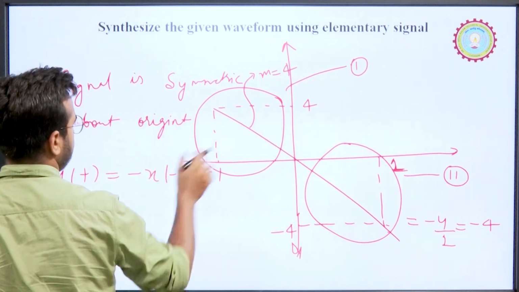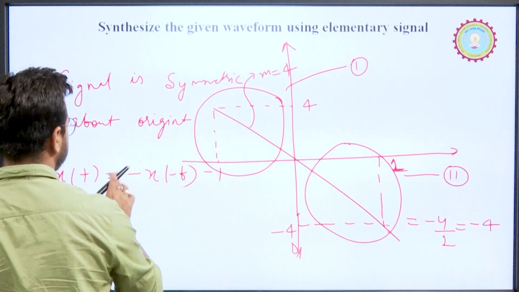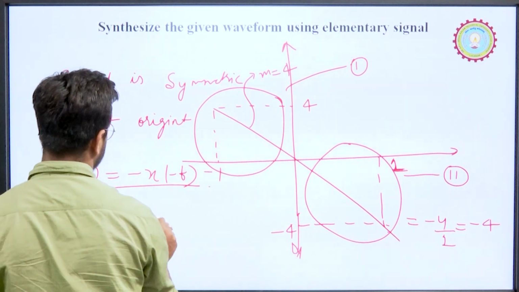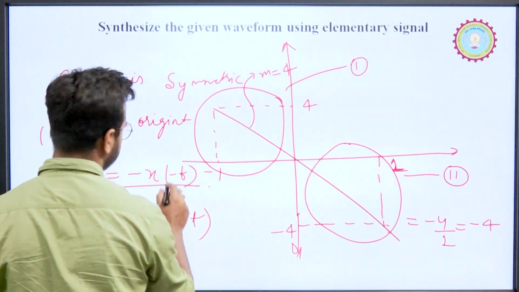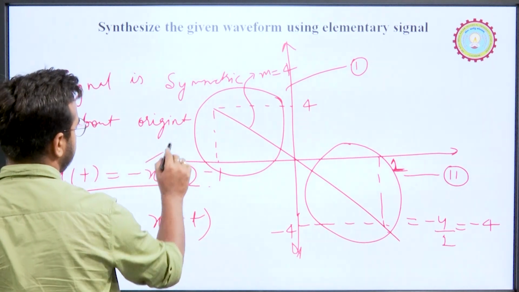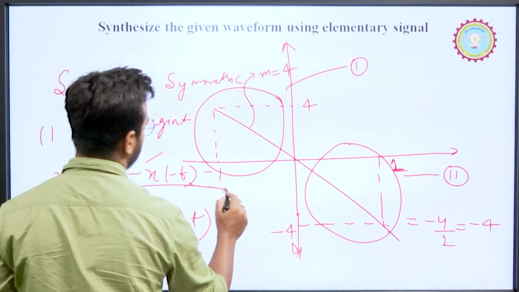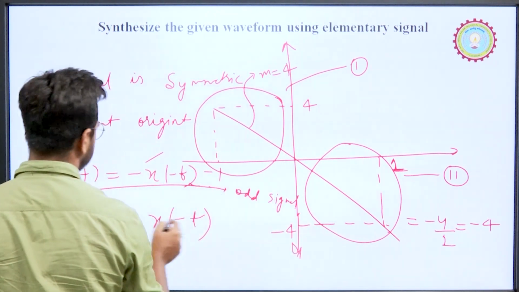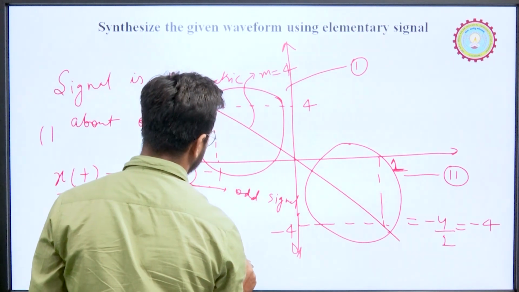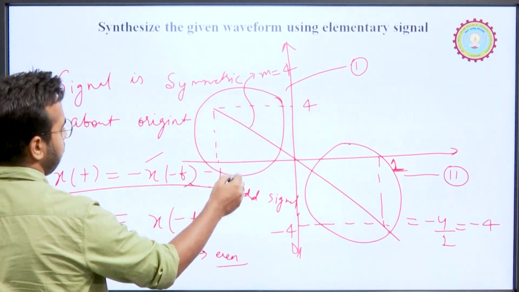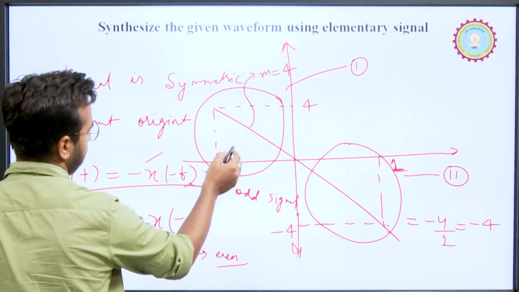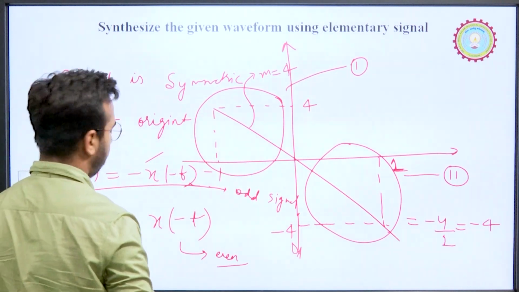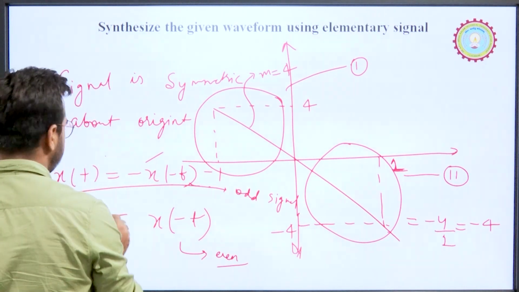So, if a signal satisfies this criteria, what is it called? Odd signal. If a signal satisfies this criteria, it is called an even signal. So, if you try to connect, which one is this? You can see the signal is symmetric about origin. So, this is how even signal and odd signal are represented.